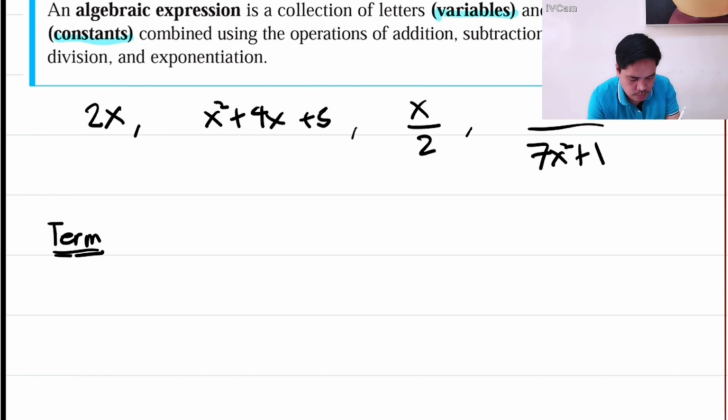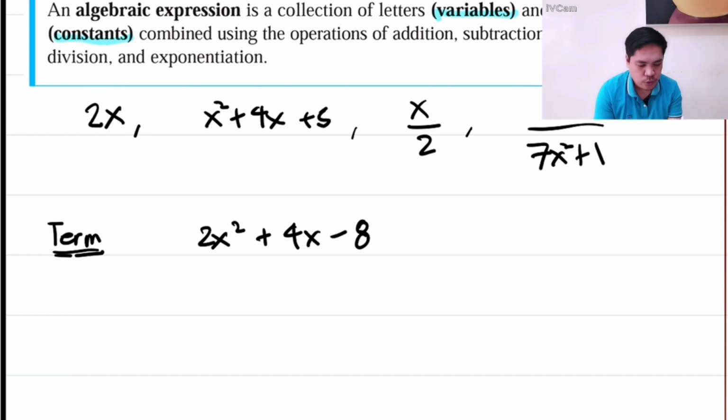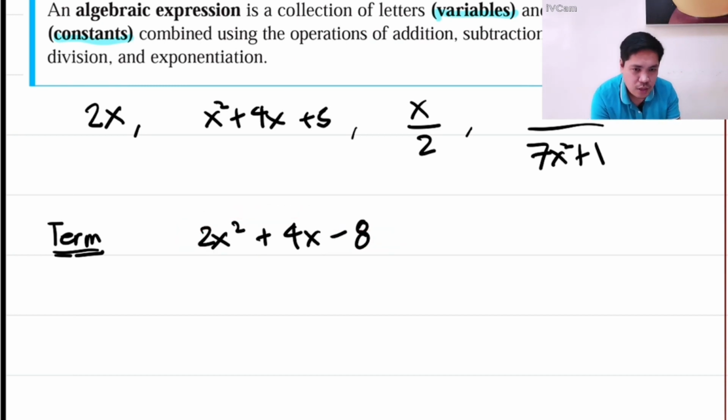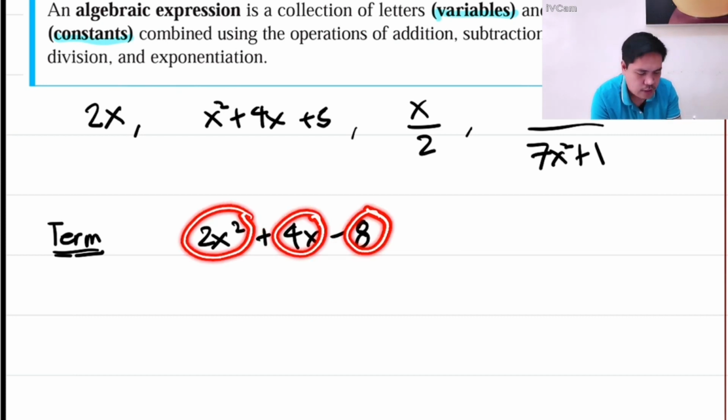Tingnan natin tong example. Say, 2x squared plus 4x minus 8. So, this is a whole algebraic expression. This is the expression. So, how many terms are there? There are three terms. Yun yung mga separated, those are the parts separated by addition and subtraction. So, we have 2x squared, 4x, and 8.